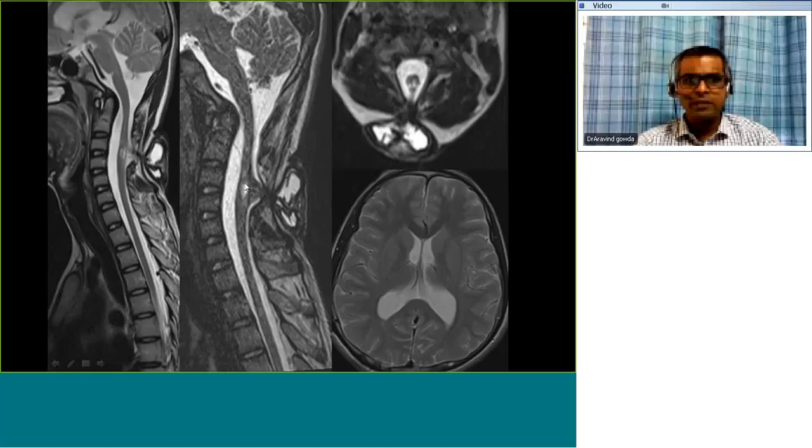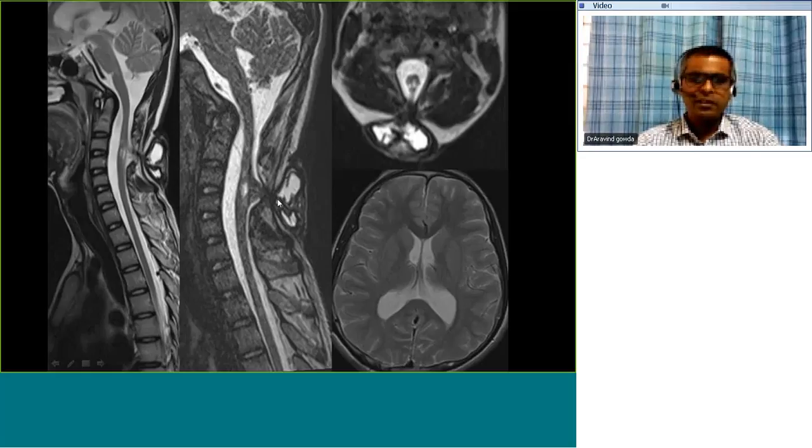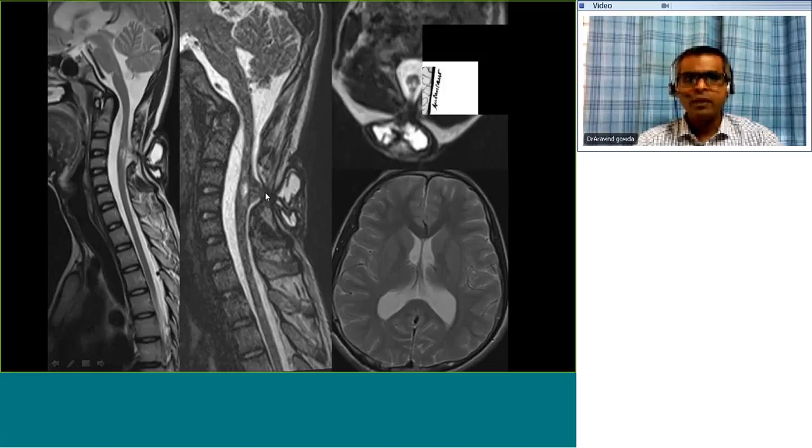You can see there is an expansion of the central canal at this level, and this is extending outside. You will not see a continuous track-like thing on imaging, but definitely there will be a track, and this entity is the cervical myelocystocele or a non-terminal myelocystocele.